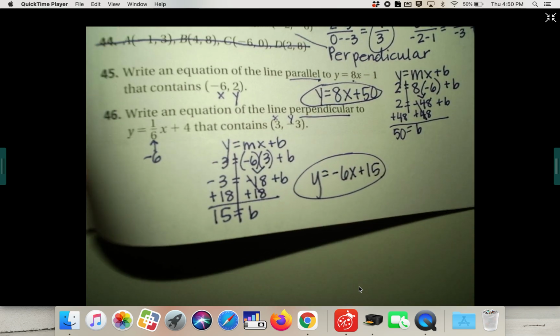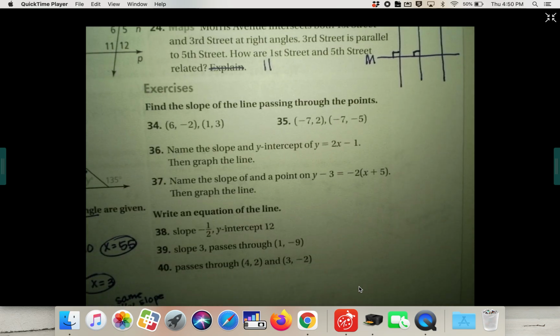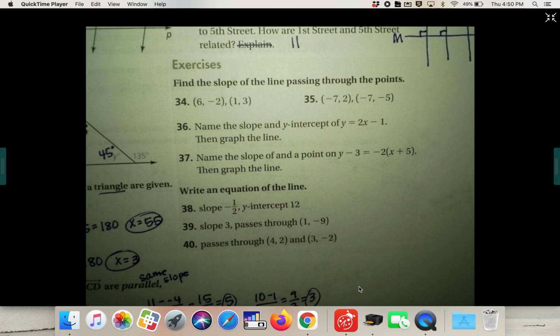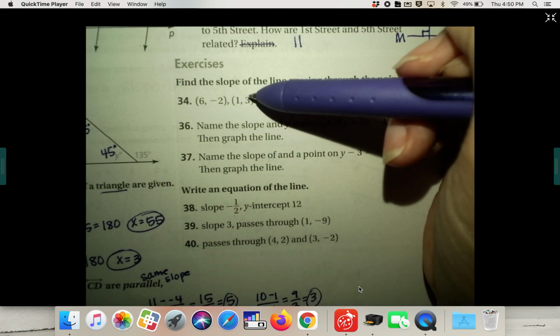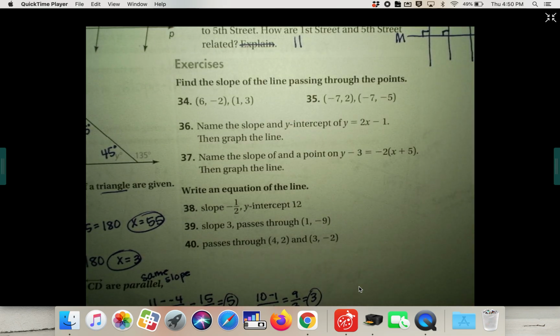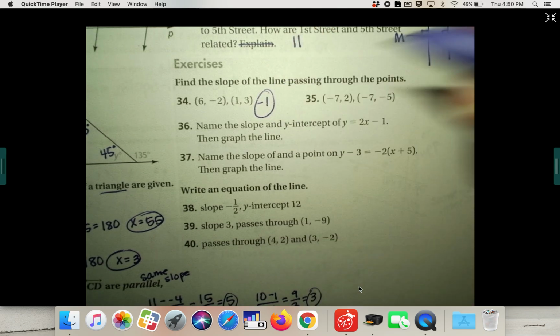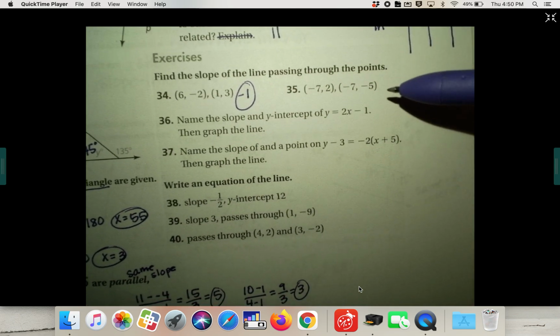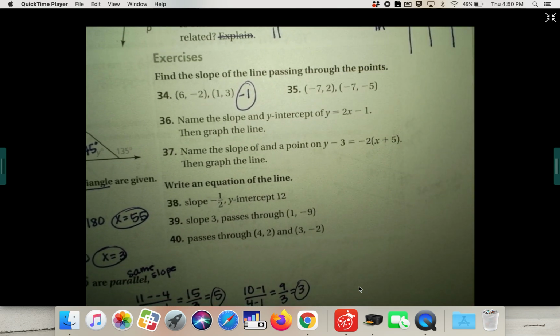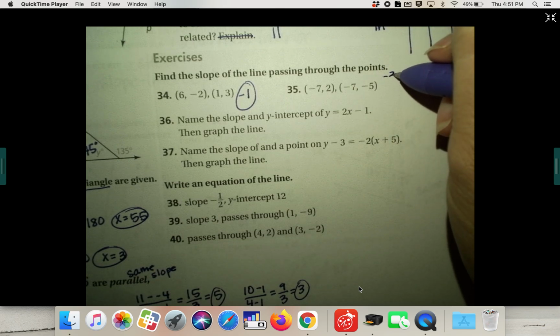All right, let's go look at this last section up here. Find the slope. Well, we've already been doing that, so that's just y2 minus y1 over x2 minus x1. I'm just going to write this answer, double check your work. I got negative 1. This one, 35, when you solve it, at first you get negative 3 over 0.